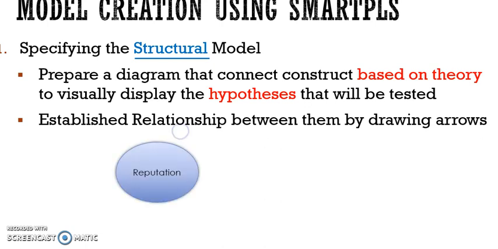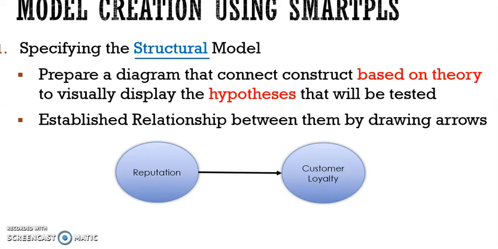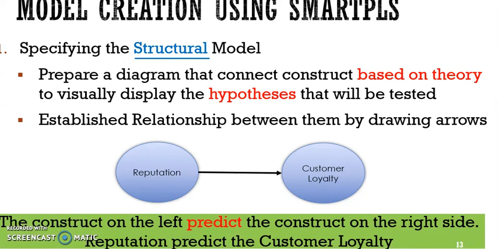For example, one construct is corporate reputation, and another construct is customer loyalty. We want to have a hypothesis between the constructs and establish a relationship between them by drawing an arrow. The construct on the left predicts the construct on the right, in other words, reputation predicts customer loyalty.